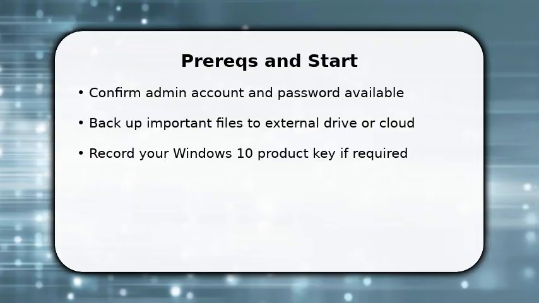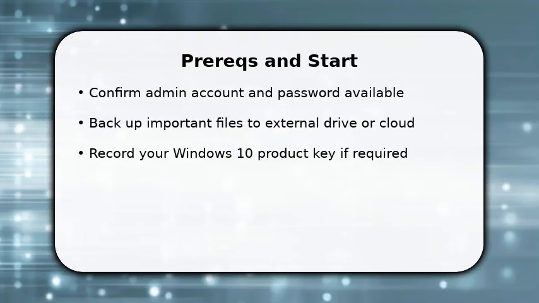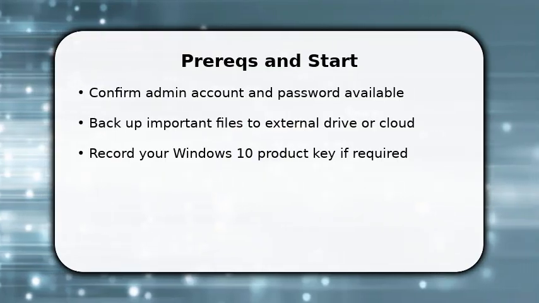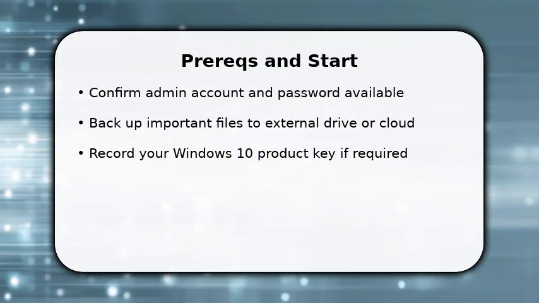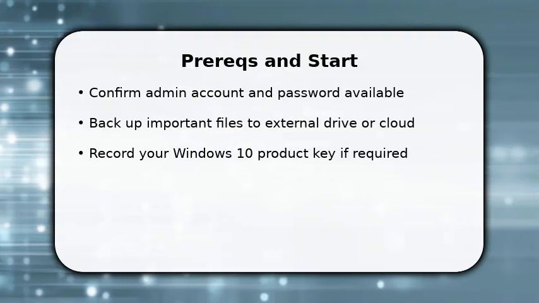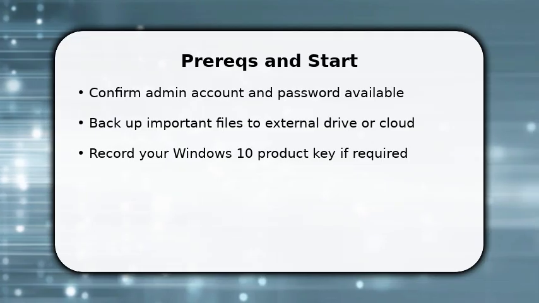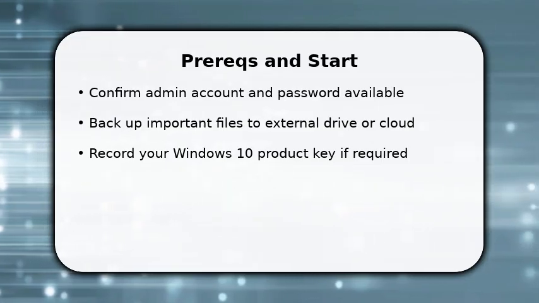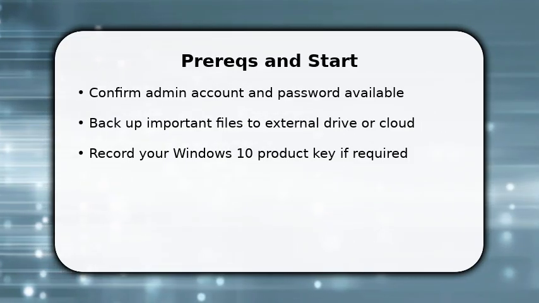You begin by verifying you have an administrator account and a recent backup so you can reverse changes if needed. Once done, write down the Windows 10 product key or link it to your Microsoft account. This prevents activation loss if you reactivate later.